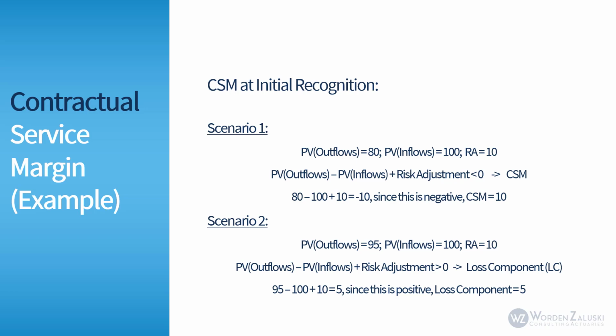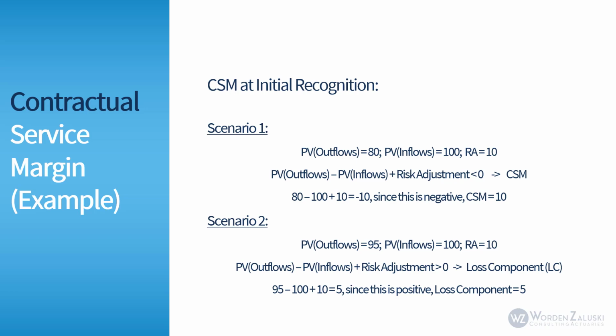So scenario 1, we have present value of outflows of 80. So we expect to pay about $80 in claims and expenses over the life of the contracts in the group. And our present value of our inflows, or our premiums, are $100. So in this case, we had a profit margin of about 20%, or 100 minus 80 is 20 divided by 100. So we priced this product with about $20 of profit, and we also have to set up a risk adjustment, and let's say that was $10.